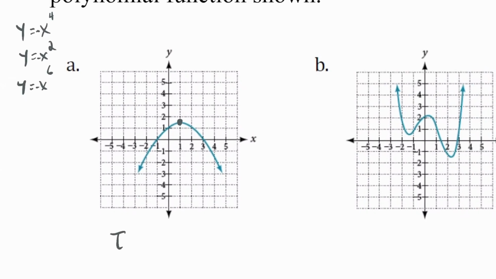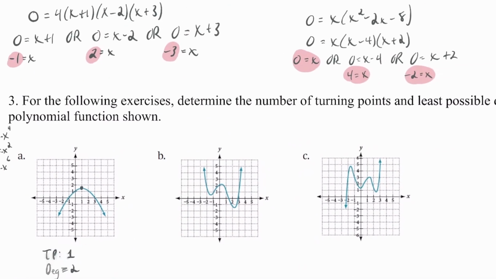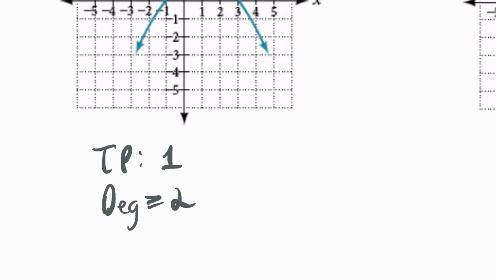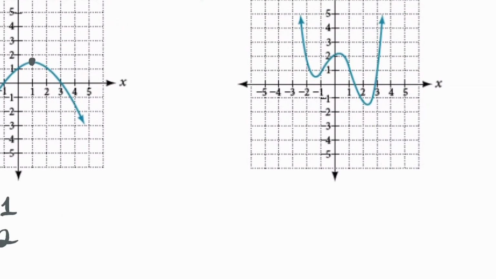So turning points, 1, degree is greater than or equal to 2. It's at least 2. Is that the way the question is asked? Least possible degree. Let's do this. I would express it this way, degree greater than or equal to 2, but least possible degree 2. It's possible that in the online homework, you're not going to give an inequality. You're going to give just the least possible degree, with the understanding that, well, it could be more than that. That's what least possible means, of course.